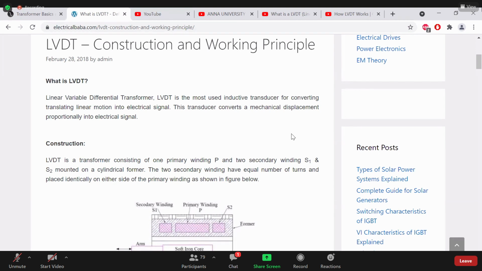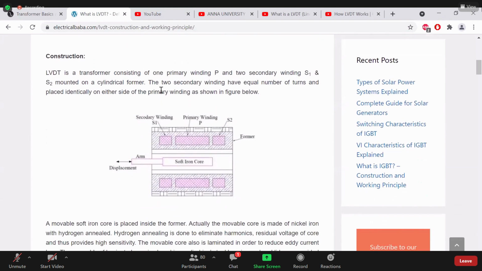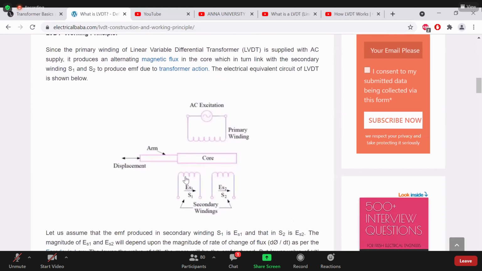Students, today's experiment is the linear variable differential transformer, LVDT. LVDT means linear variable differential transformer. Its construction will be like this. If you observe, there is a primary coil as we have in the regular transformer, but instead of having one secondary coil, here we have two secondary coils.